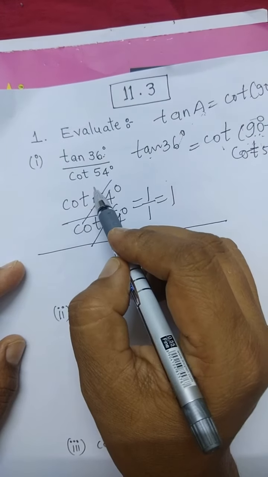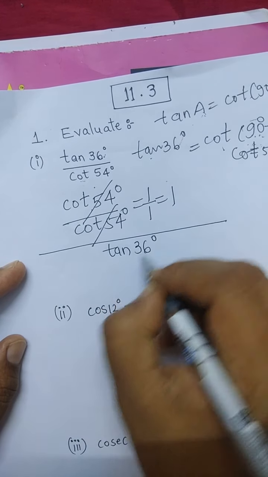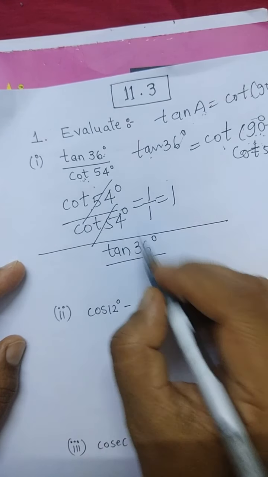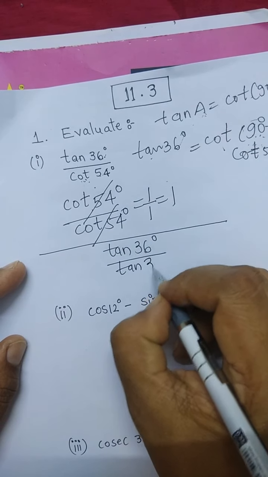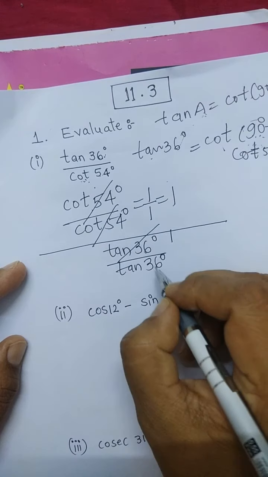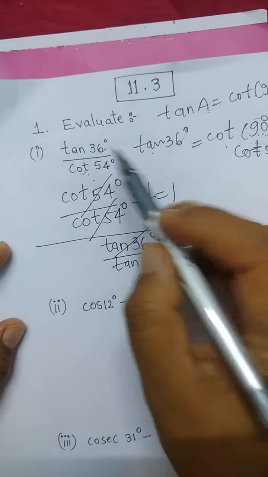Now, if you want to convert the denominator, tan 36 will be as it is. Cot's complementary ratio is tan, and the complementary angle of 54 is 36 degree. So tan 36 degree upon tan 36 degree, one means 1. Understood? What you have to do: either convert tan into its complementary ratio or cot. Out of both, only one you have to transform, not both. Either you can convert the numerator or the denominator. The answer will be the same.